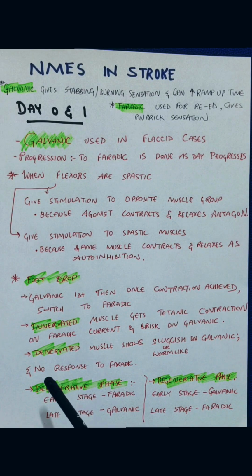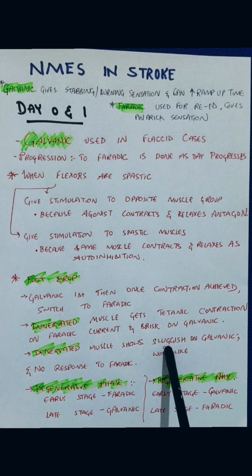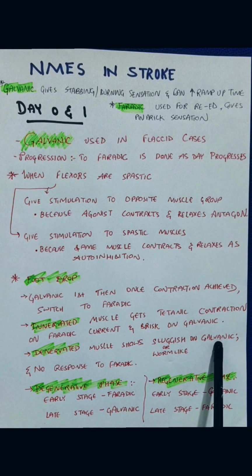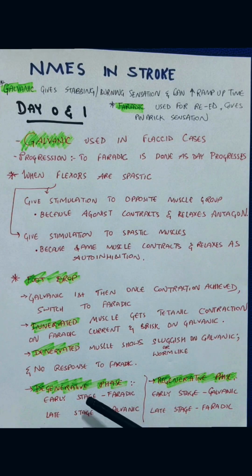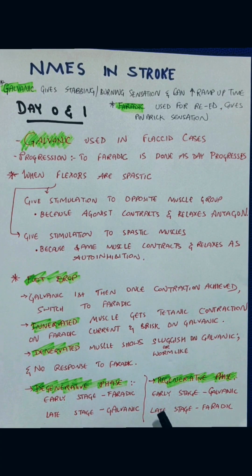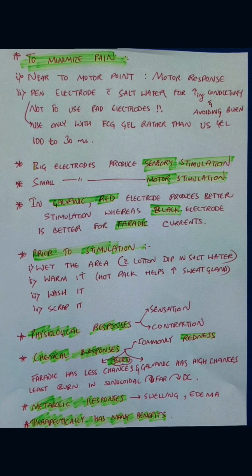It is seen that the denervated muscles show sluggish or worm-like contractions on galvanic, but then no response to the Faradic current. There is a degenerative phase wherein in the early stage we can use Faradic currents and in the late stages we can use galvanic currents. In the regenerative phase, we can use galvanic in the early stage and Faradic in the late stage.